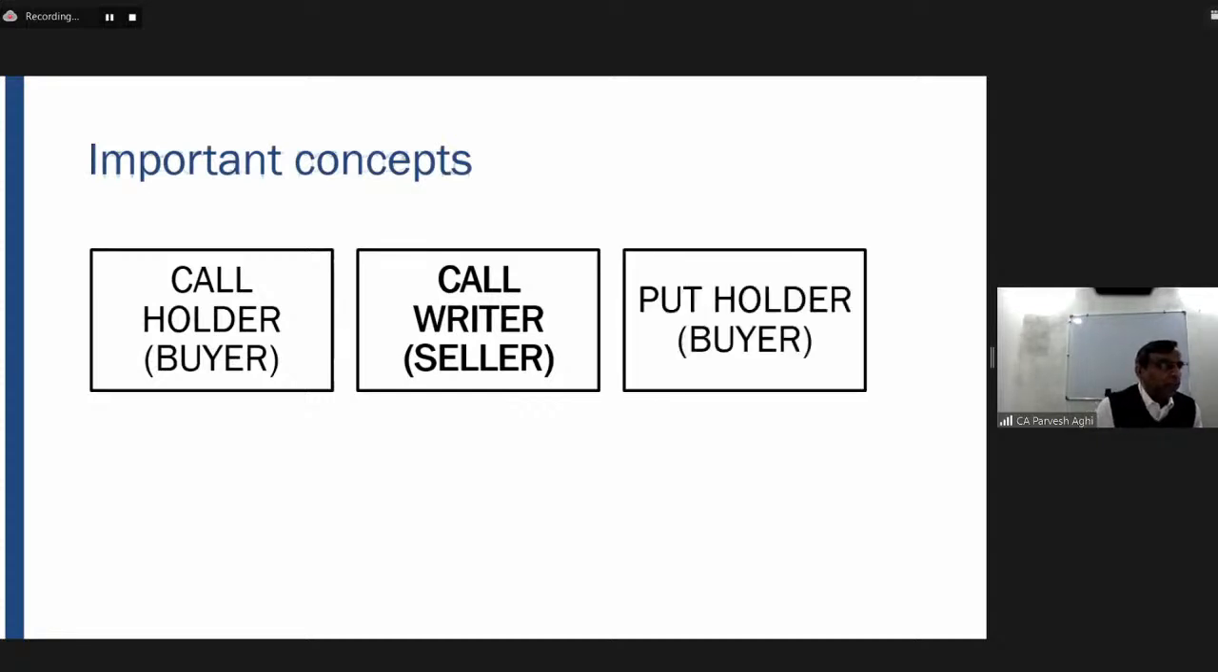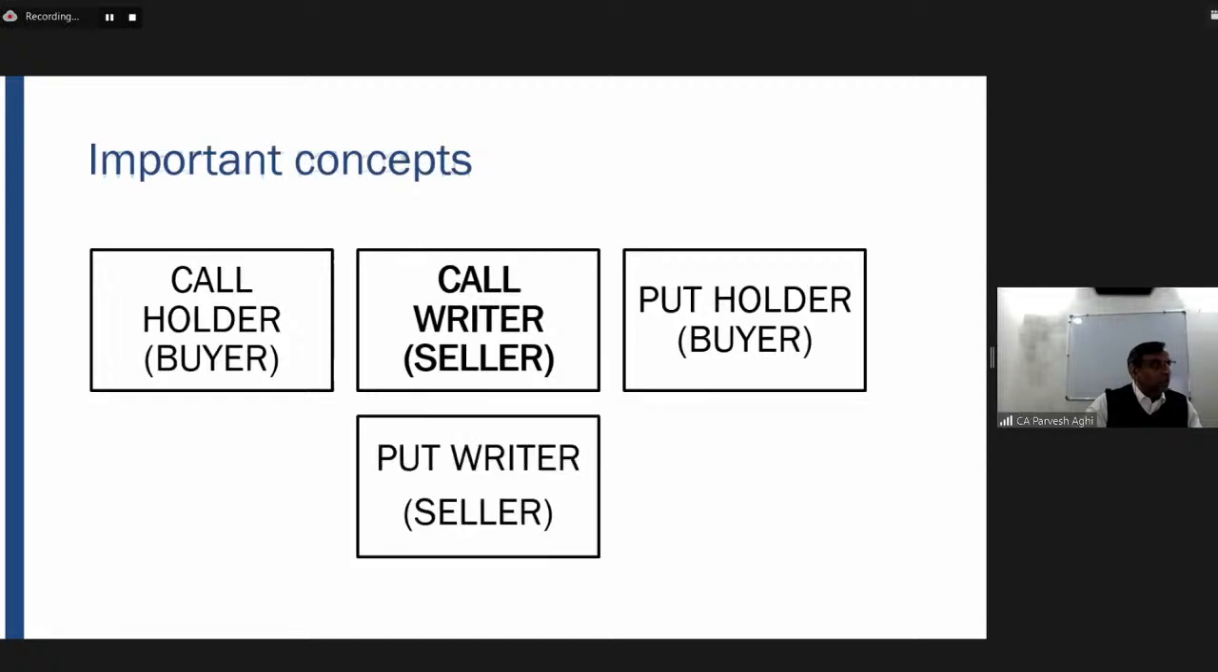A put holder is a person who gets a right to sell the foreign currency. He's basically a buyer of that right. And then a put writer, the seller, is the person who collects premium from the put holder. So a call holder is the buyer. A put holder is the buyer who buys the right to sell, and the call holder gets the right to buy. The call writer collects premium, and the put writer collects premium.